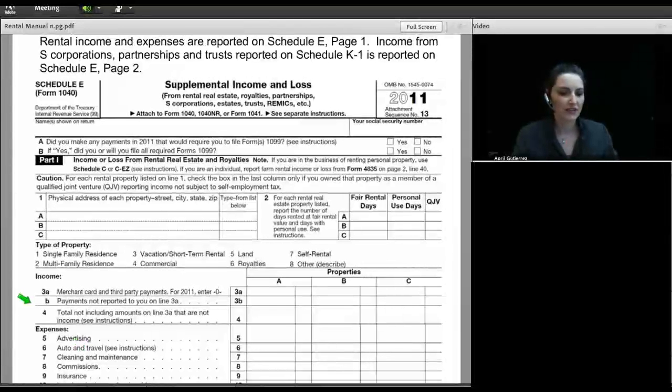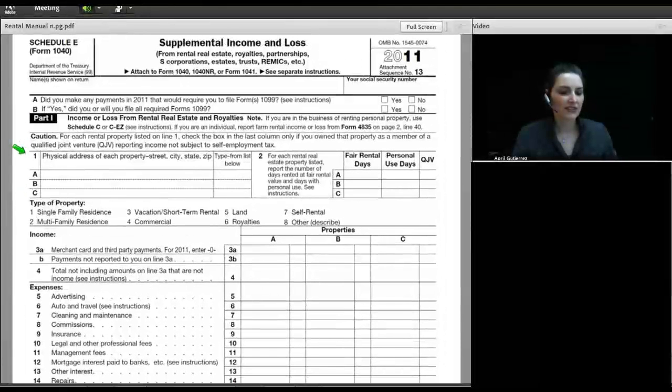So you can see what's new and different about Schedule E is we have check boxes up at the top, A and B. Did you make any payments in 2011 that would require you to file Form 1099? And if so, did you, or will you? That's new. Also, for the first time, the IRS is actually asking for the physical address of the property. Up until this point, just a description was requested. Now they want to know the address of it.